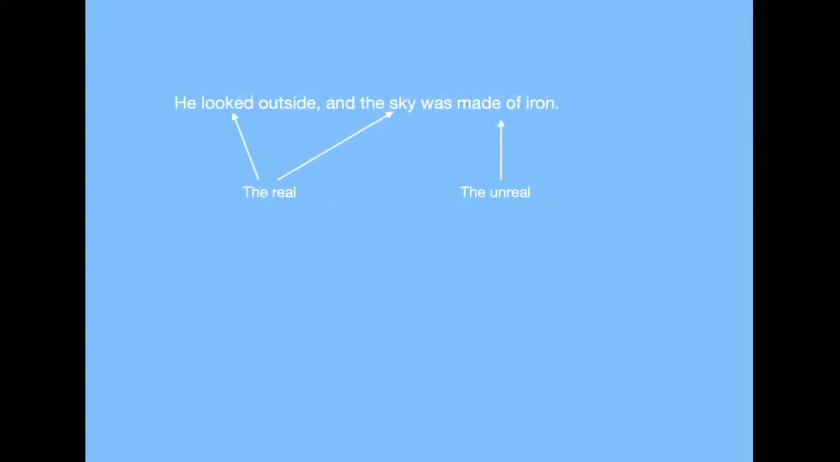So you can see there we've got the statement above it, those two clauses. He looked outside and the sky was made of iron. And you can identify the real. Him looking outside is real. The sky is also real, but made of iron is not real. So that's the first step. The first thing you've got to do is separate what's real and what's not. Remember, imagery is about the pairing of impossible things, in this instance, iron and the sky. And you've got to divide those.